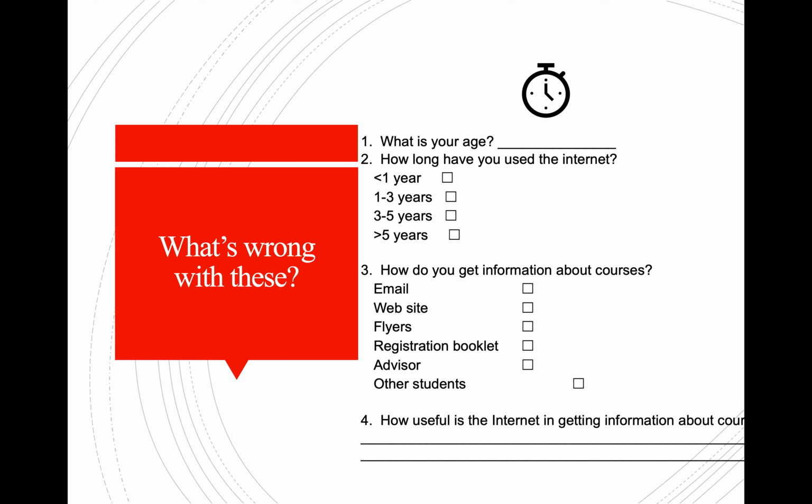The second option is problematic because we have an overlapping range here. If the person has been using the internet for 3 years, they could check this box or the third box, and so that's problematic. In terms of the third question, this is problematic because we don't specify that they can check all that apply, and because we don't give them an option to specify some other source of information.